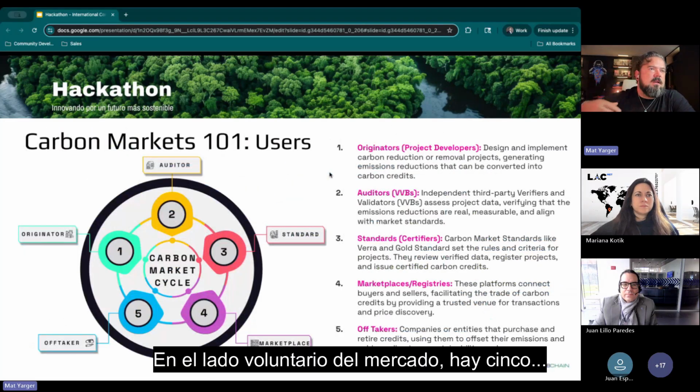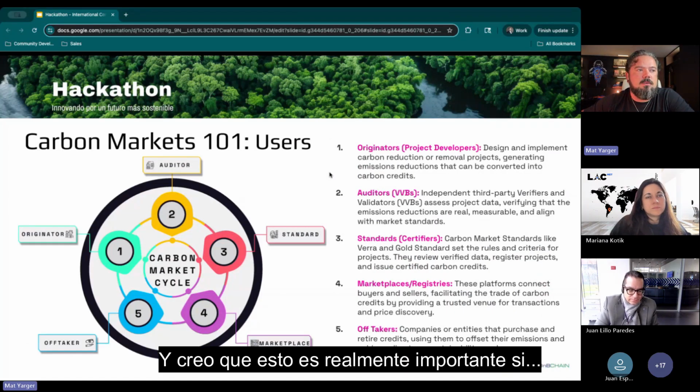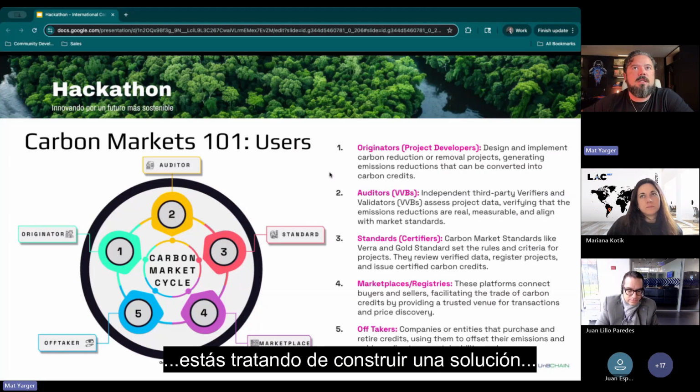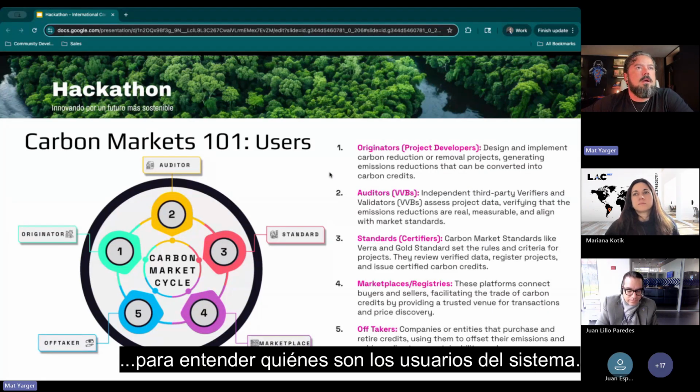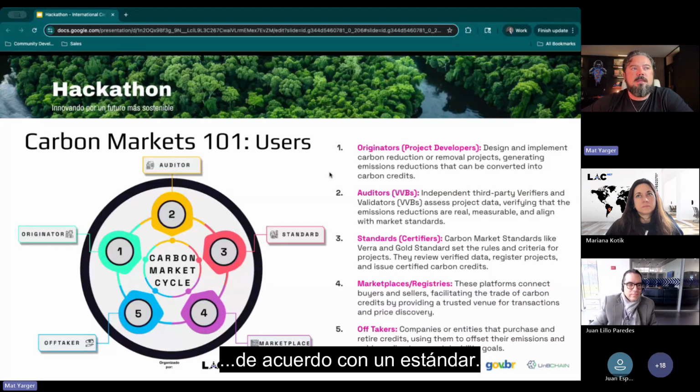On the voluntary side of the market, there's 5 stakeholders. And so I think this is really important if you're trying to build a solution, to understand who the users of the system are. There's the originator, which is the project developer. That's the one that's trying to make the positive impact. They have to get their project audited in alignment with the standard.